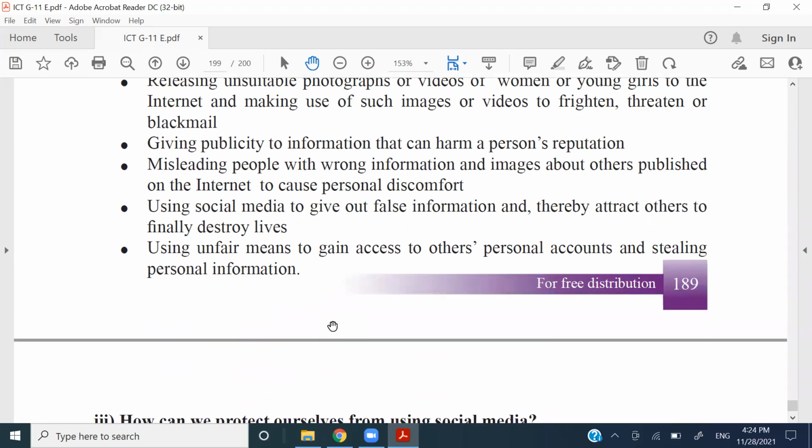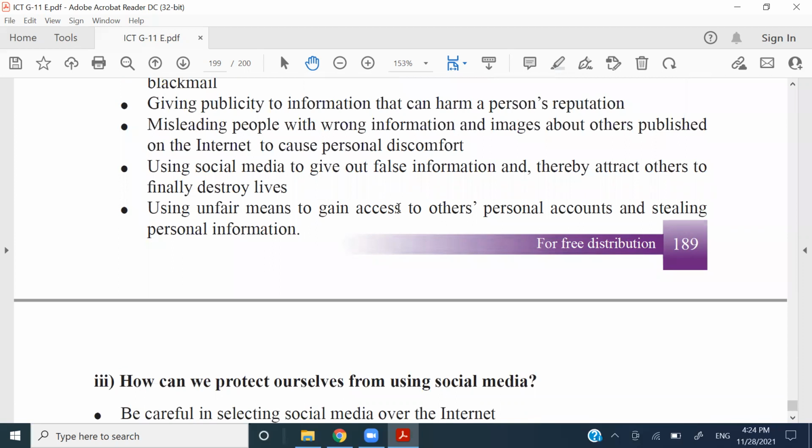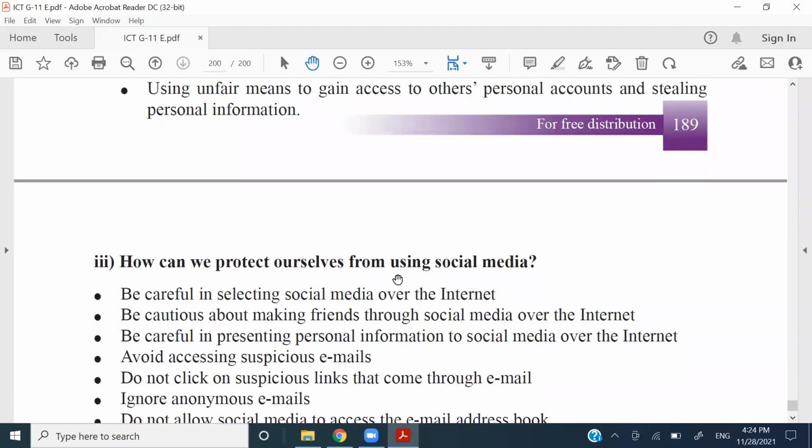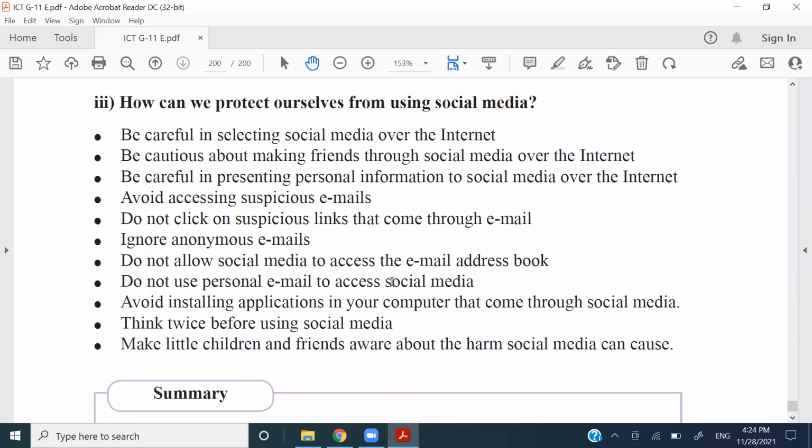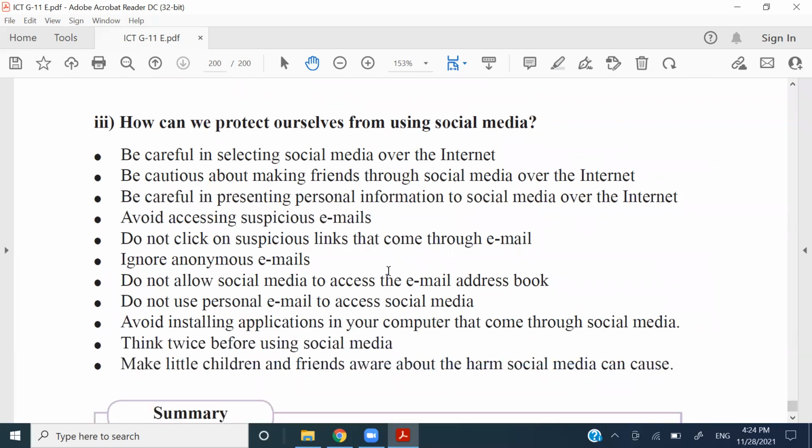Those things are very common, and don't be a victim of it. If someone is trying to threaten you in these kinds of situations, you always have help from law enforcement, right? So you can contact ICTA, and there is a cybercrime unit as well, right? So you can inform them, right? So don't be a victim of any of these things, right? These are the ways that we can stay safe from this kind of misuse of social media, right?